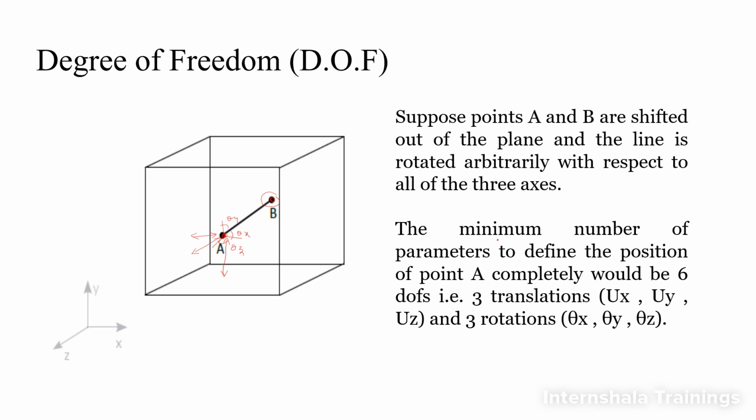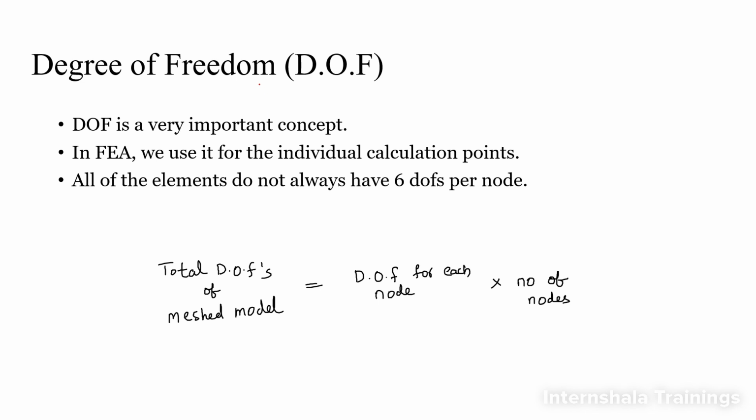So the minimum number of parameters that are required to define the position are nothing but 6, where 3 are translations which are represented by Ux. Ux means translation in the x-axis, Uy translation in the y-axis, and Uz is nothing but translation along the z-axis. Then rotations as well: theta x, theta y, and theta z.